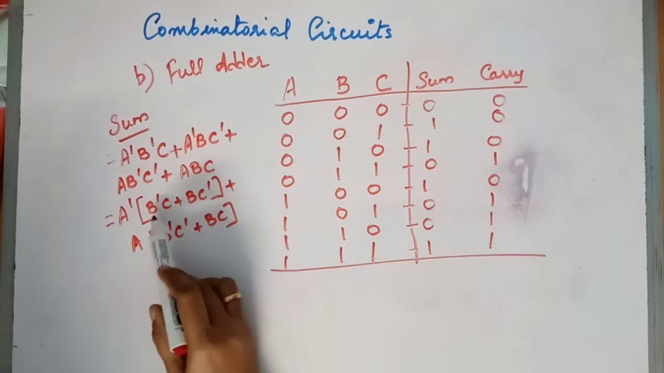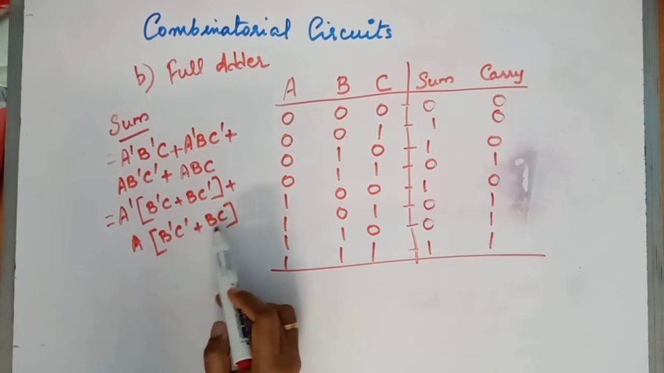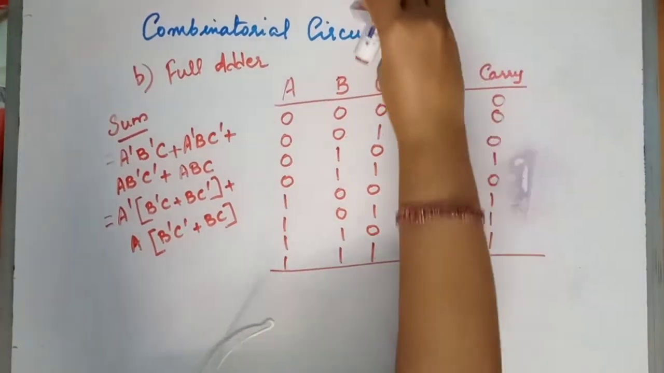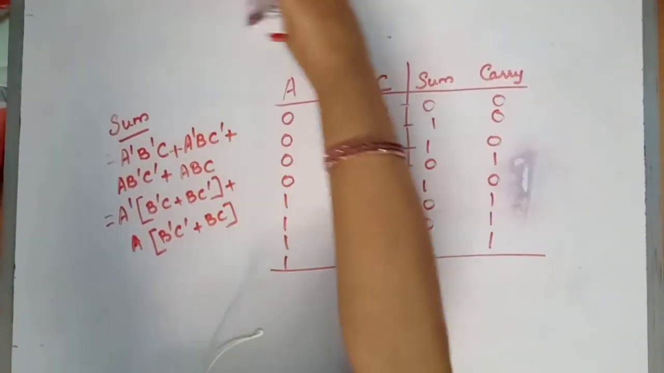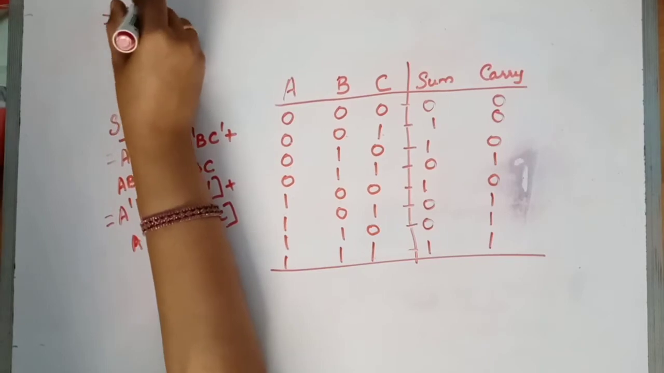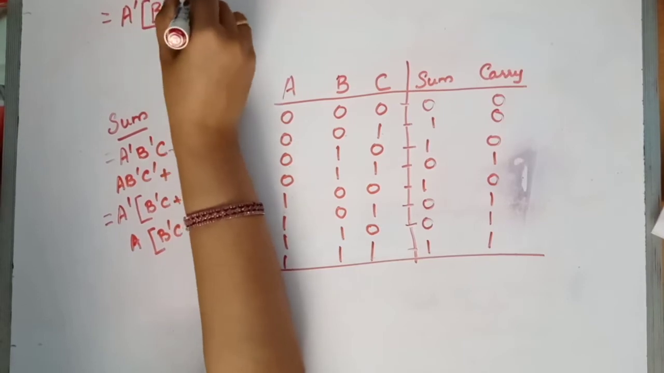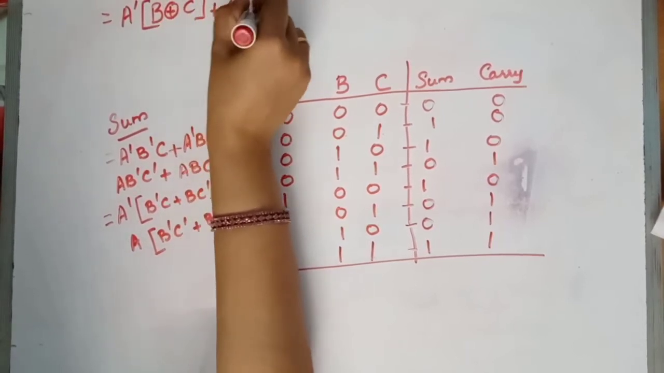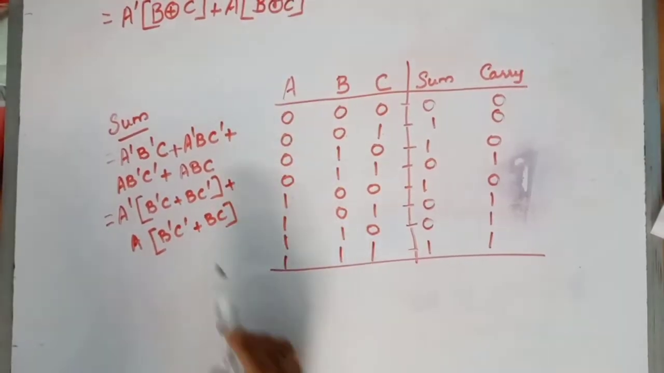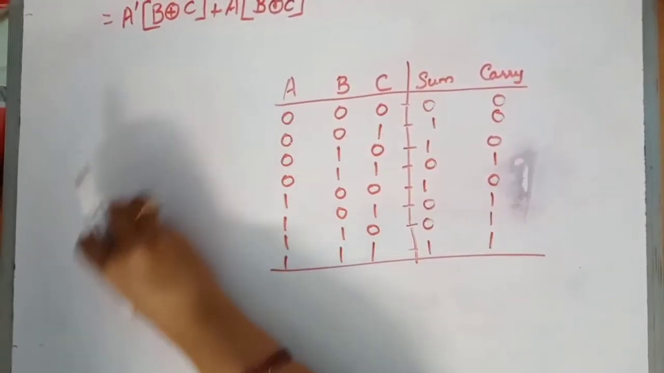Yes, we know that B bar C plus B C bar is B XOR C, and we know that B bar C bar plus BC is B XNOR C. So that will be A bar into B XOR C plus A into B XNOR C. Yes. What is this? This is sum.